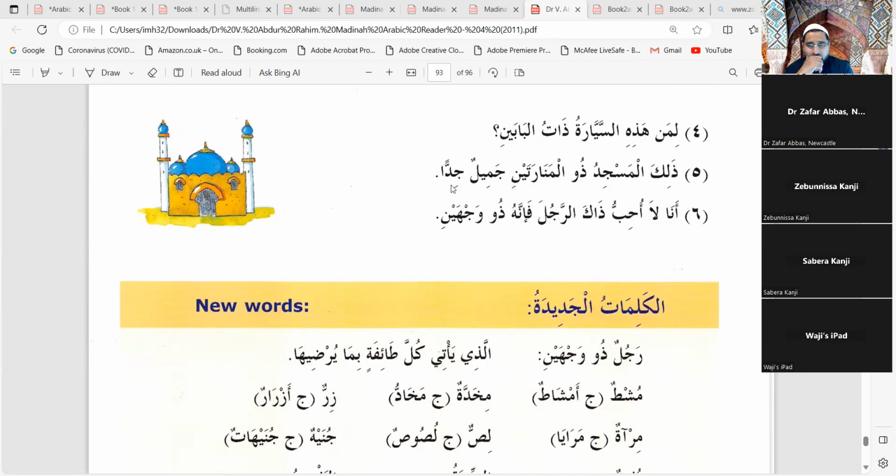That mosque with the 2 minarets is very beautiful.